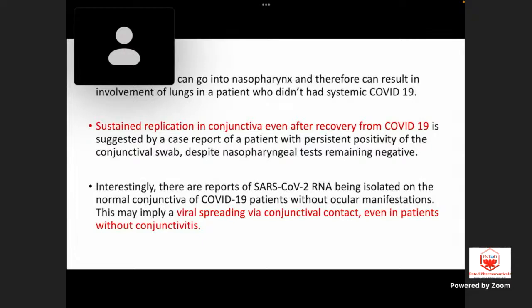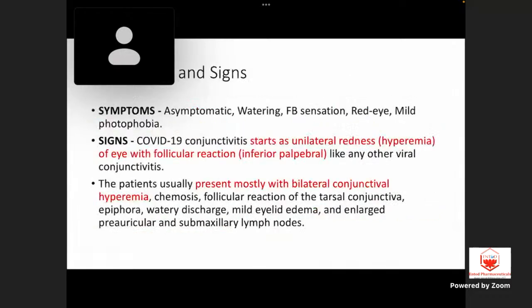Now, there have been case reports of sustained replication in the conjunctiva even after recovery from COVID-19, suggested by a case report of a patient with persistent positivity of the conjunctival swab despite nasopharyngeal tests remaining negative. Interestingly, there were also reports in which COVID virus RNA was isolated from the normal conjunctiva of COVID-19 patients without ocular manifestations, which implies there is viral spread via conjunctival contact even in patients without conjunctivitis.